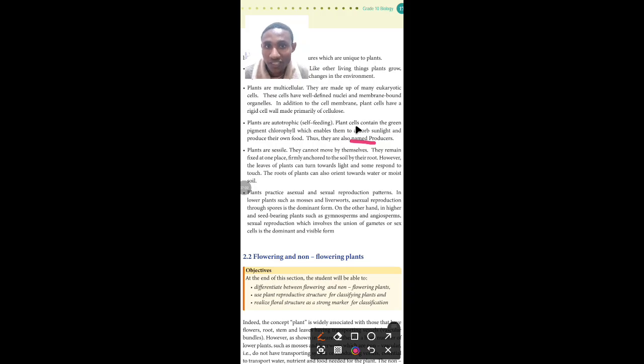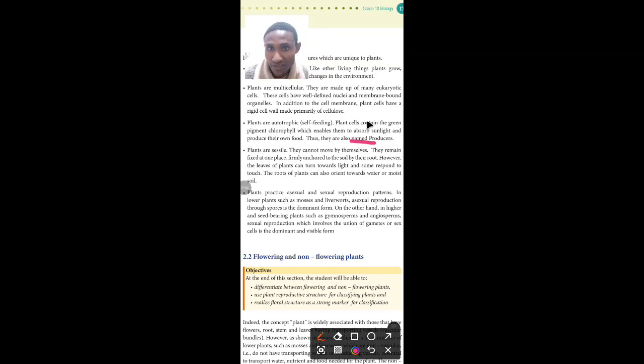to absorb sunlight and produce their own food. Thus they are also named as what? Producers. So plants are producers because they produce food and deliver food for other organisms, and not only producing food, but they also release oxygen during photosynthesis, which is vital and essential for different organisms to survive and continue their survival.